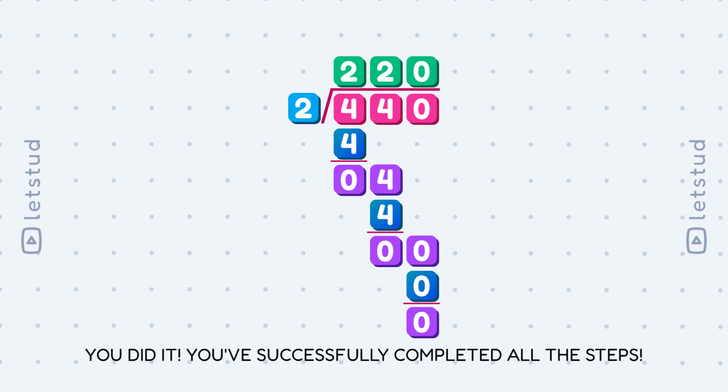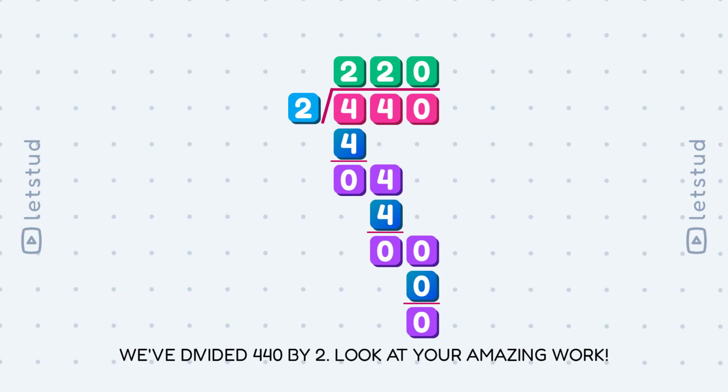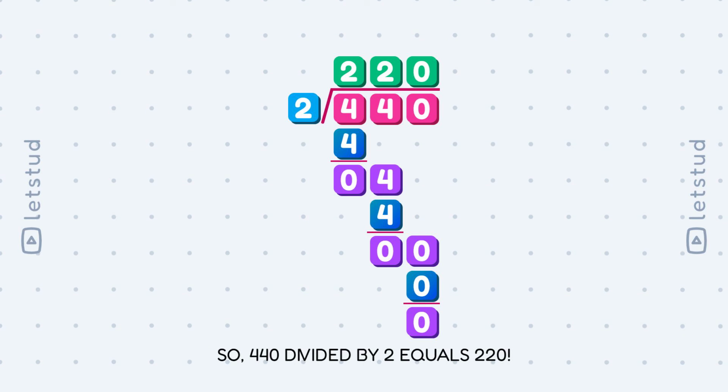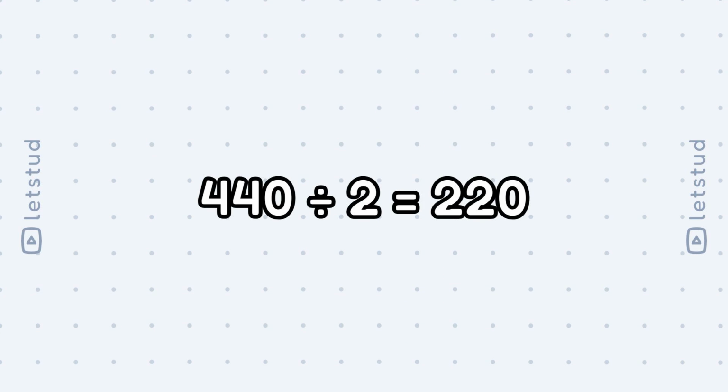You've successfully completed all the steps. We've divided 440 by 2. Look at your amazing work. So 440 divided by 2 equals 220. We just conquered dividing 440 by 2, step by step. Remember, every big problem can be solved by breaking it down into smaller, manageable parts. Keep practicing, and you'll become a long division superstar.